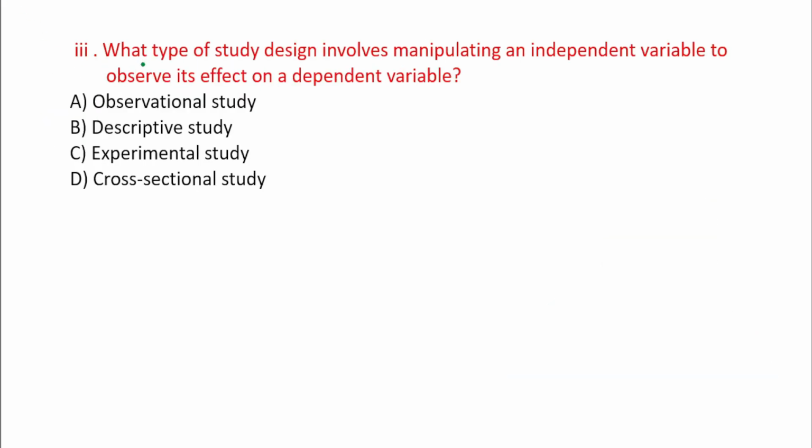See this question. What type of study design involves manipulating an independent variable to observe its effect on a dependent variable? Once again, let us read the question carefully. What type of study design is involving manipulating of an independent variable to observe its effect on a dependent variable? So what is the type of study? The options are A, observational study, B, descriptive study, C, experimental study, or D, cross-sectional study.